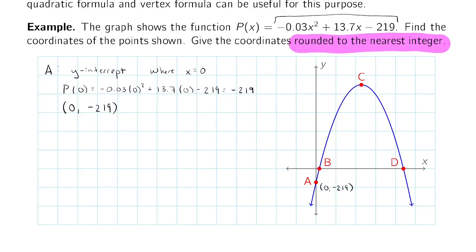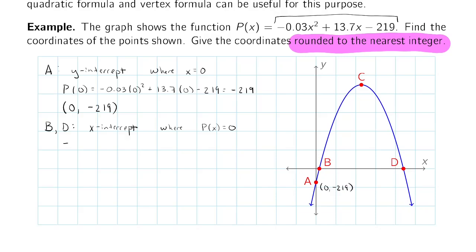Okay, so this graph does not at all have tick marks every 1 unit, right? This is negative 219 on the y-axis. Okay, I'm expecting some big unpleasant numbers, I see. Point B is an x-intercept. And we have another x-intercept. That's point D. These are the points where p of x equals 0.